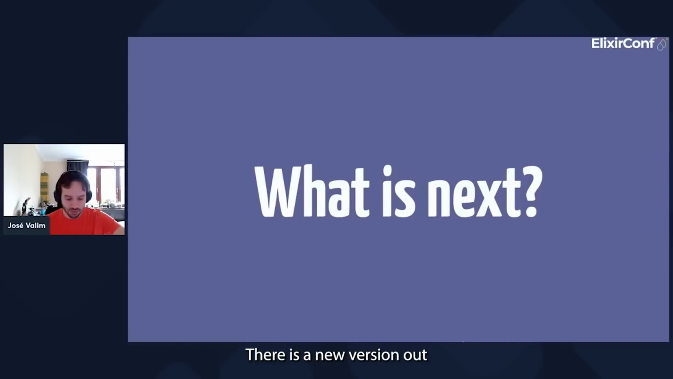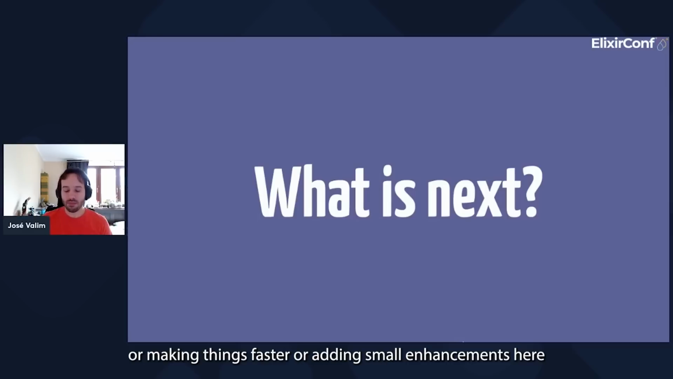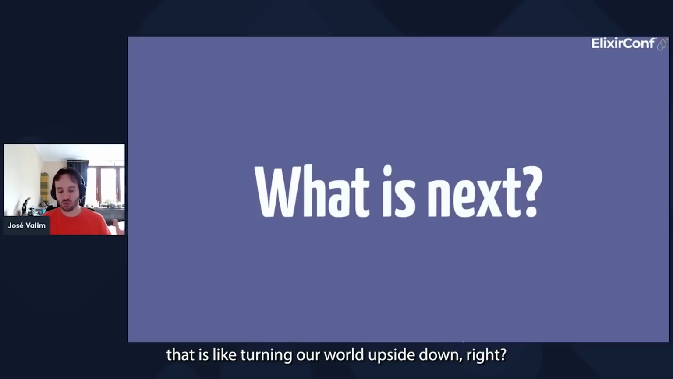And those versions, Elixir 1.14 is a perfect example, right? It has improvements. We are making things faster or adding small enhancements here and there, but it's nothing really that is turning our world upside down, right? The goal is to keep everything stable, right?